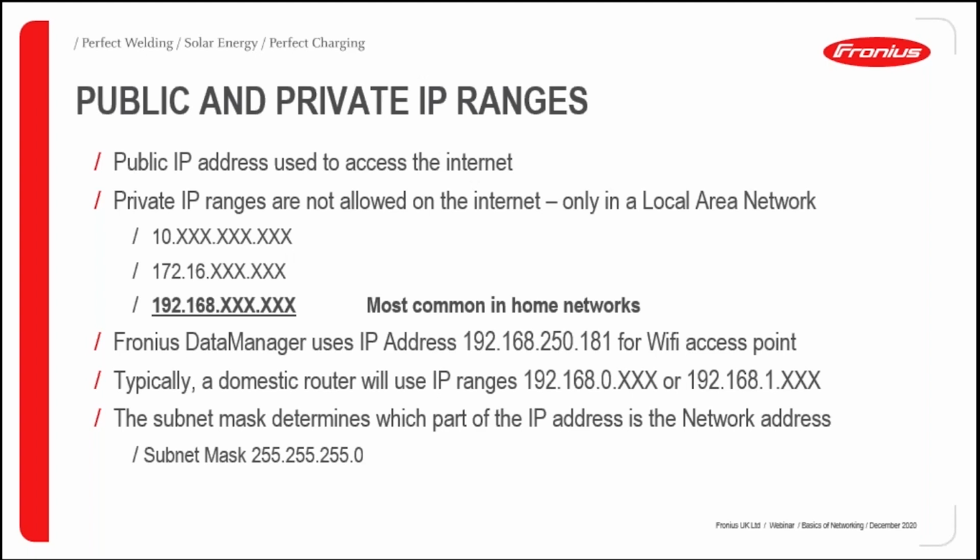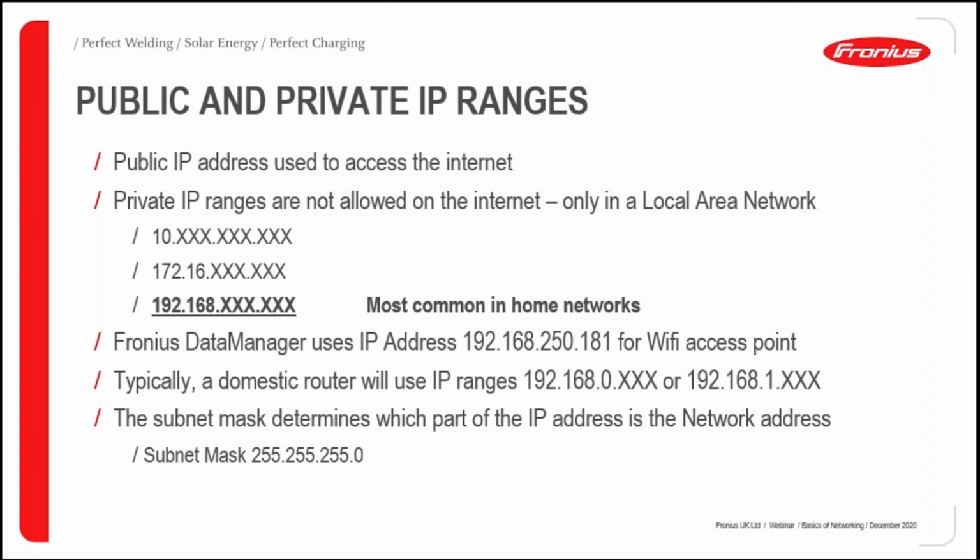The Fronius Data Manager, when connected, uses an IP address of 192.168.250.181 for its Wi-Fi access point. So that's for local communications between your laptop and the data manager. With a typical domestic router, you'll be in the IP range of 192.168.0.xxx, where xxx is your individual host ID for your individual device.